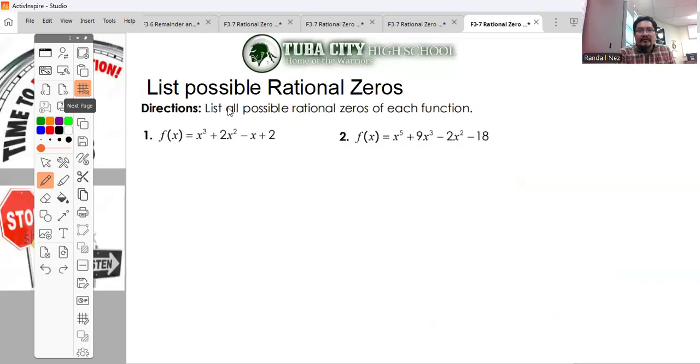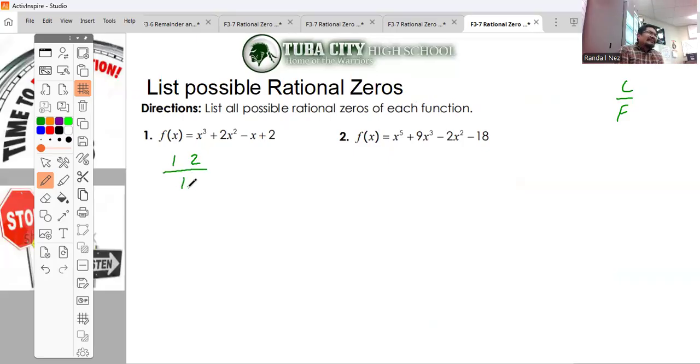Let's go ahead and get our list of possible rational zeros. So list all of the possible rational zeros for each function. Again, don't forget, it's just going to be a simple matter of last over first. So the last number we have in this polynomial is 2. So think of all the numbers that multiply to 2. So 1 and 2. Well, not a really big list.